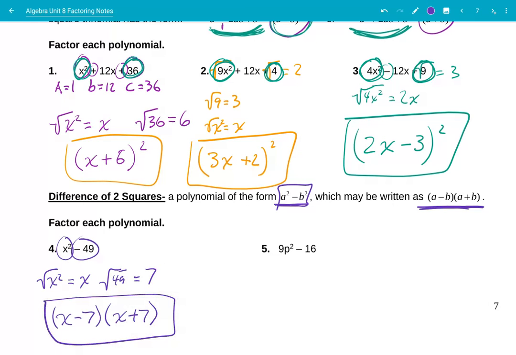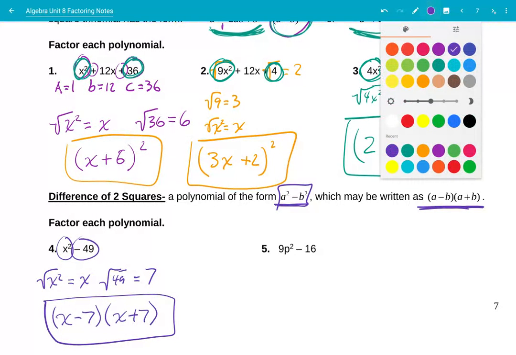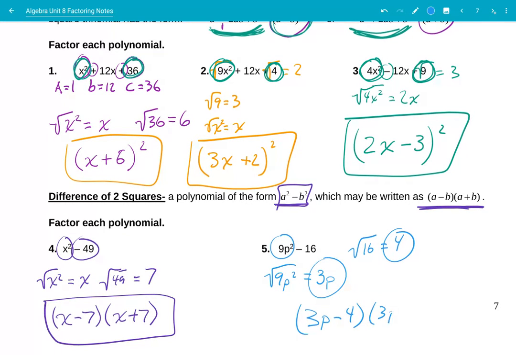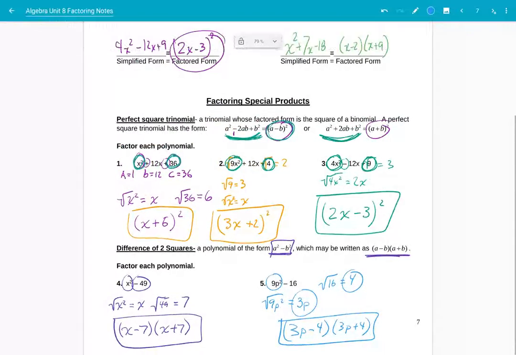So there's another pattern you can try to recognize if you like. Here's one. We're going to take the square root of 9p squared. Well, the square root of 9 is 3, and the square root of p squared is just p. And then the square root of 16 is 4. So these are the two pieces that we need. So I've got 3p minus 4 and 3p plus 4. And that is it for the rest of the end of these notes. Those are some special products, some special things that you can recognize. And I'm just going to leave it there.